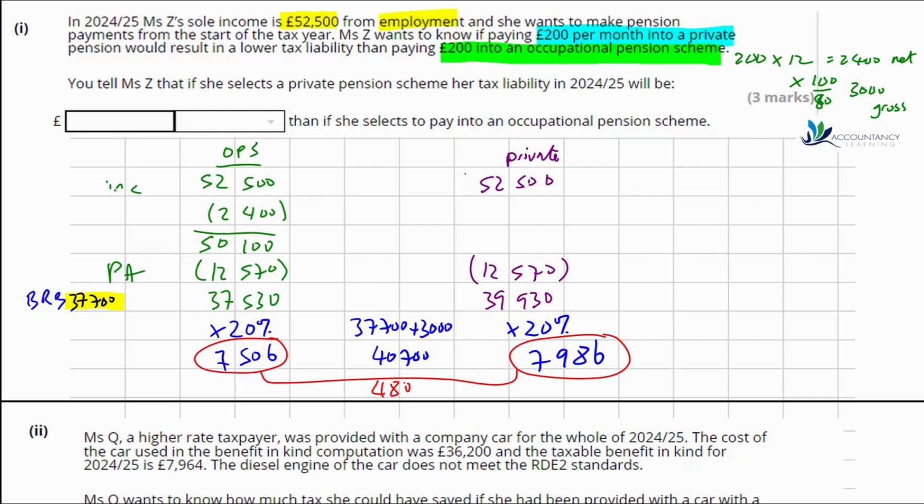So the question tells us, you tell Miss Z that if she selects a private pension scheme, her tax liability will be £480 more than if she selects to pay into an occupational pension scheme.